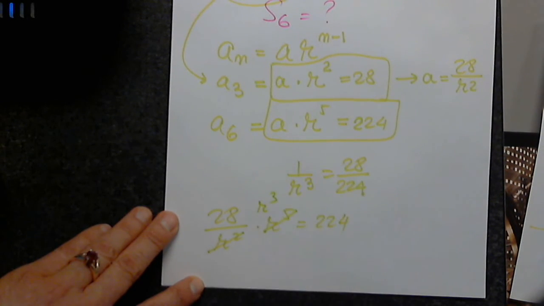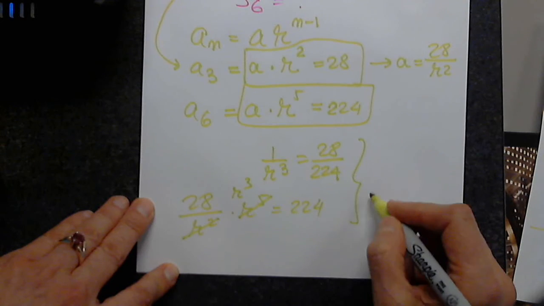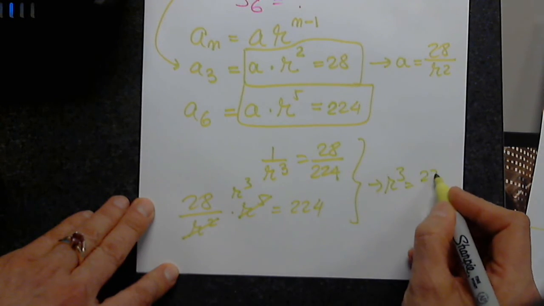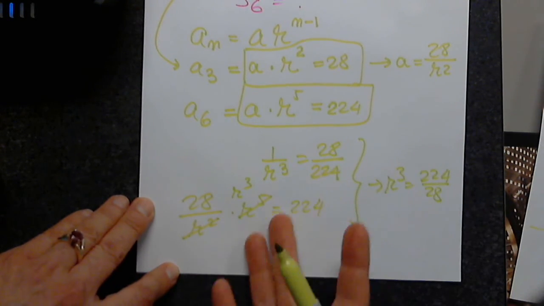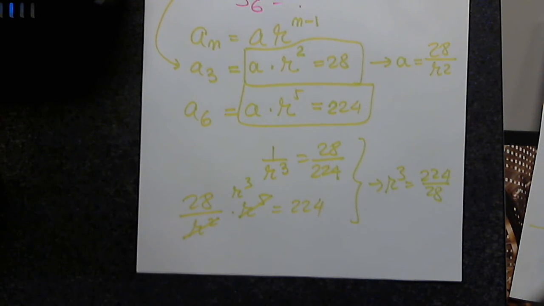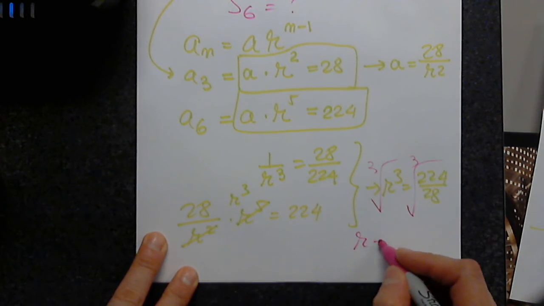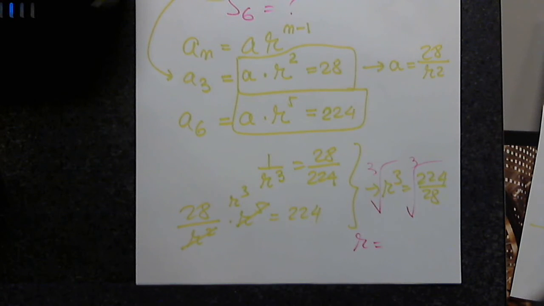You get r to the 3rd. So I got r to the 3rd times 28 equals 224, which is the same thing. So, or this one, same thing. R cubed equals 224 over 28 from either one. Obviously, what type of equation is this? And I know I will have to apply what to both sides? The cube root is the inverse operation, right? So then r equals the cube root of 224 over 28.